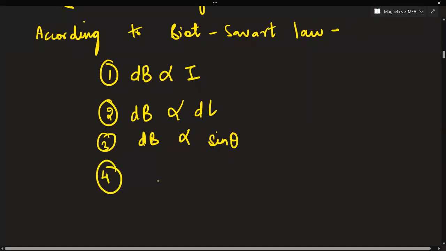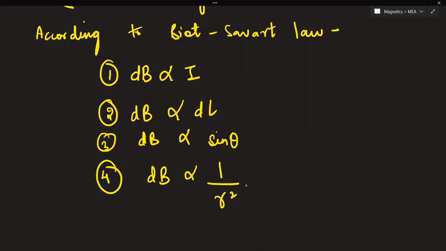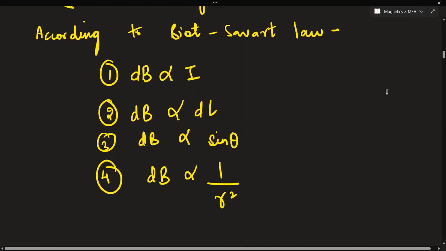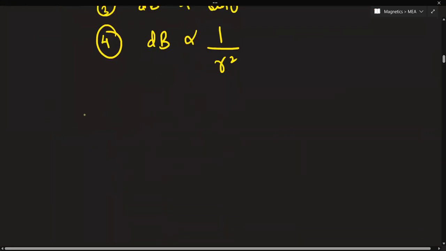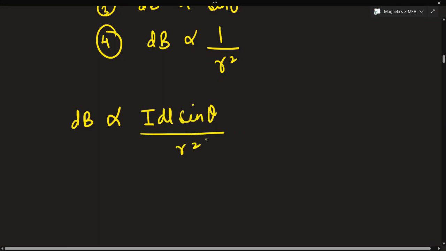Fourth, like Coulomb's law, this is also inversely proportional to the square of the distance between the point and the current element that we have taken. So it is inversely proportional to the square of the distance r of the point P from the current element. Now, combining these 4 factors, dB is directly proportional to I, the current, dl, the current element, sine theta, the angle between them, and inversely proportional to r square.